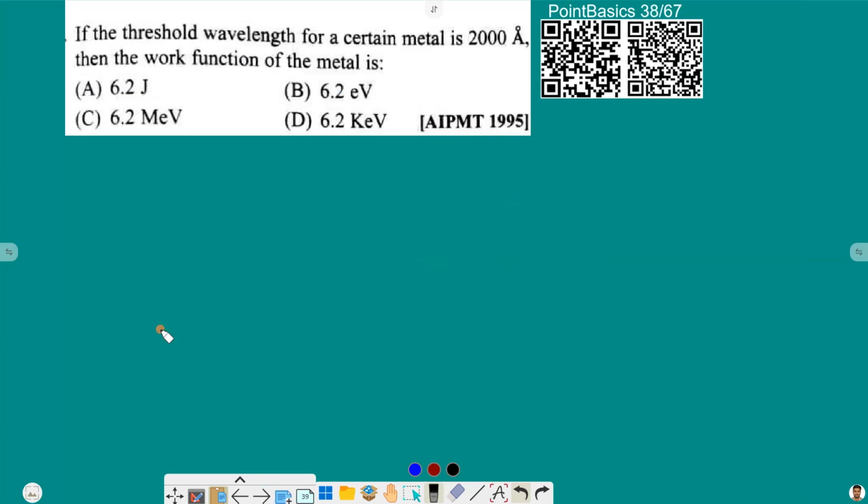Moving to the next one. If the threshold wavelength of a certain metal is 2000 angstrom, find the work function of the metal. Again, as for the previous question, here E will be hc by lambda, and that will be equal to 1240 electron volt nanometer divided by 2000 angstrom. That can be written as 200 nanometer. From this, nanometer gets cancelled, this 0 gets cancelled, and we can cancel it on 2. So this will give us 6.2 electron volt, and that is basically option B here.